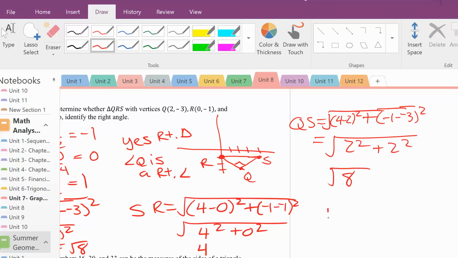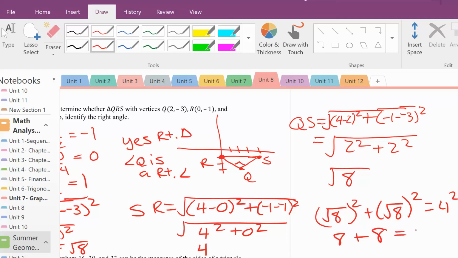So if you take the Pythagorean theorem and go square root of 8 squared plus square root of 8 squared equals 4 squared, well, the square root of 8 squared is just 8, plus 8 equals 16. So since a squared plus b squared equals c squared, it would be a right triangle.